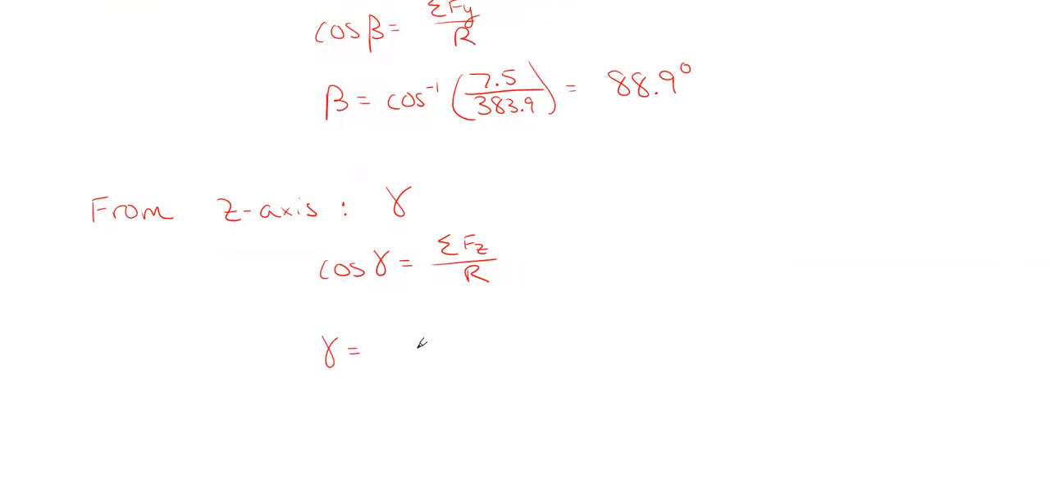So my gamma angle would be cosine inverse of my summation of z's, which is minus 97.5 over my resultant force of 383.9 newtons. And once we calculate this out, we get 104.7 degrees, which makes sense because anytime you're doing cosines and you have negative values involved, you're going to have angles between 90 and 180 degrees on these axes here in this 3D problem. So those are my directional angles.